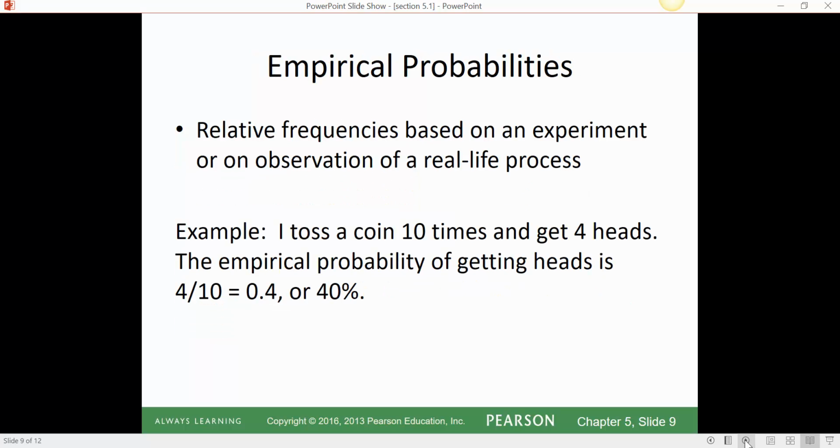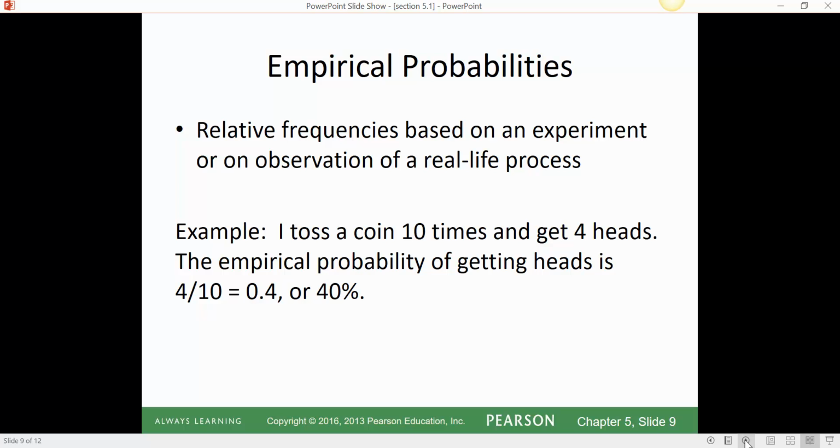Empirical probabilities or experimental probabilities are still relative frequencies, but these are based on an experiment or an observation of a real life process. Empirical probabilities aren't always going to be the same, whereas theoretical probabilities are always the same. If two people calculate the theoretical probability of an event, as long as they both agree on the same theory, they're going to get the same number. But with empirical probabilities, if I repeat it and someone else repeats it, those aren't going to be the same. They could be the same, but unlikely.